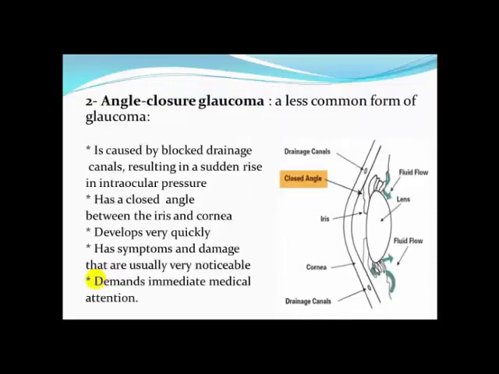Number 2, angle closure glaucoma, a less common form of glaucoma. It is caused by a blocked drainage canal resulting in a sudden rise in intraocular pressure. It has a closed angle between the iris and cornea, develops very quickly, has symptoms and damage that are usually very noticeable, and demands immediate medical attention.